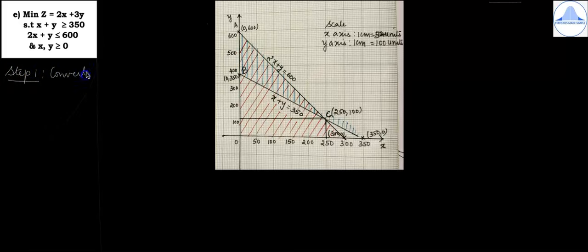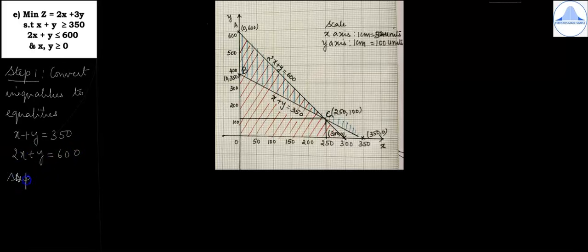Write step 1. Convert inequalities to equalities. So x plus y is equal to 350. 2x plus y is equal to 600. Step 2. To obtain the points of the two lines.